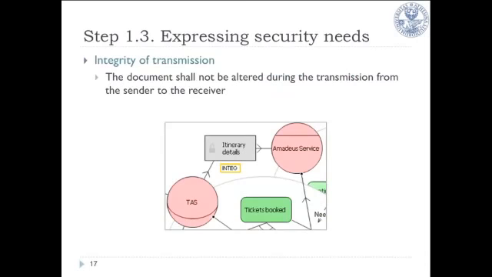Apart from the constraints on goal delegations, as we saw between different goals or roles, we also have security constraints on document provisions. For instance, integrity of transmission expresses that a document should not be altered during the transmission from the sender to the receiver. This is expressed by the receiver, who wants the integrity of the document being provided to him not to be altered. So he wants the integrity to be preserved.